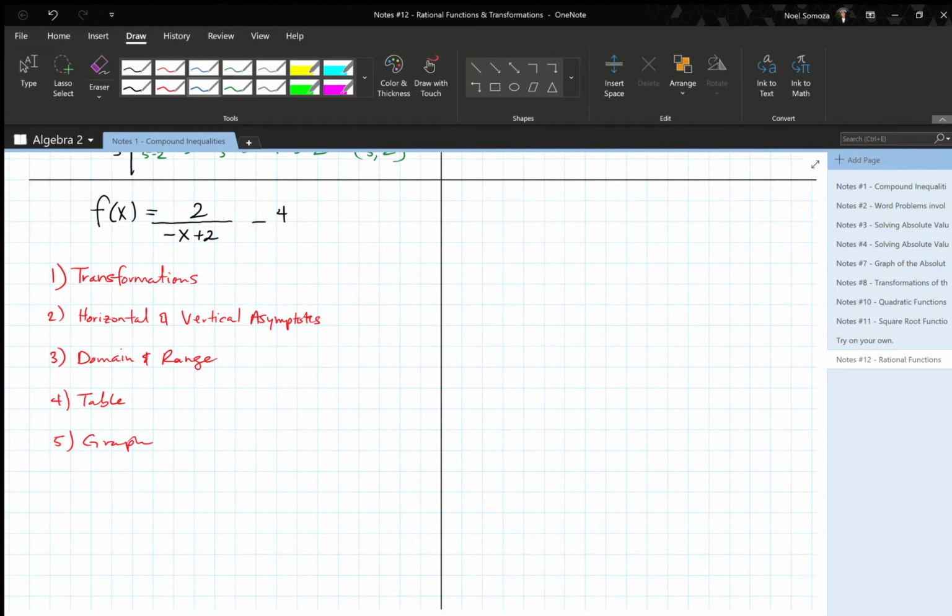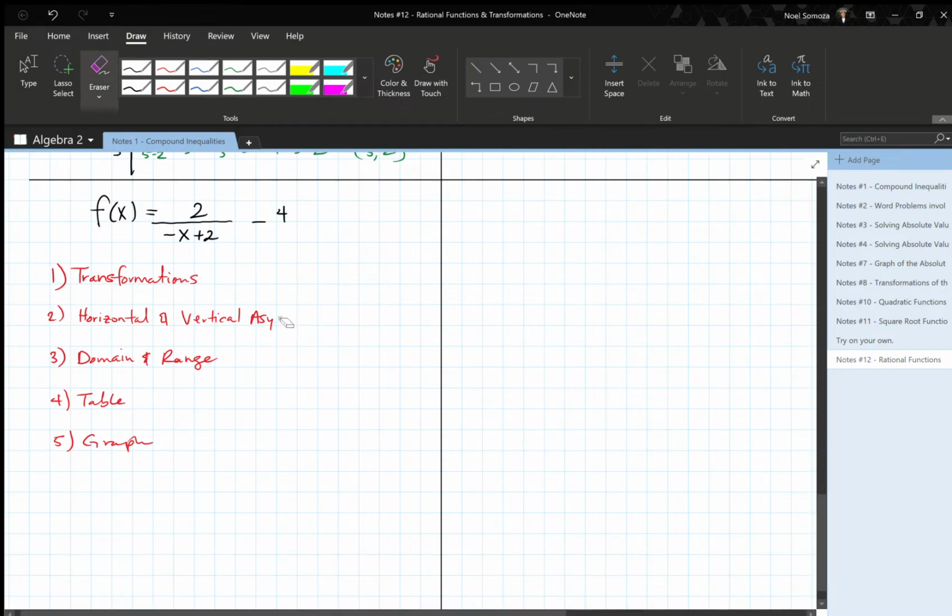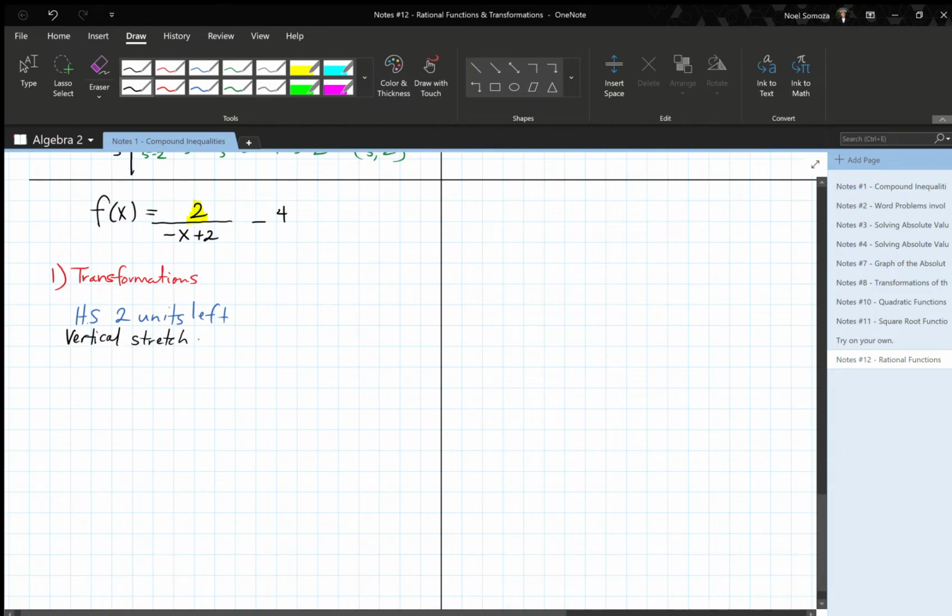All right, so the first transformation that occurs here is the horizontal shift 2 units left. Let me erase some of this. So first we get horizontal shift, 2 units left. Then I see that we have a value of 2 here. That's my a value, so that tells me I have a vertical stretch by a factor of 2.